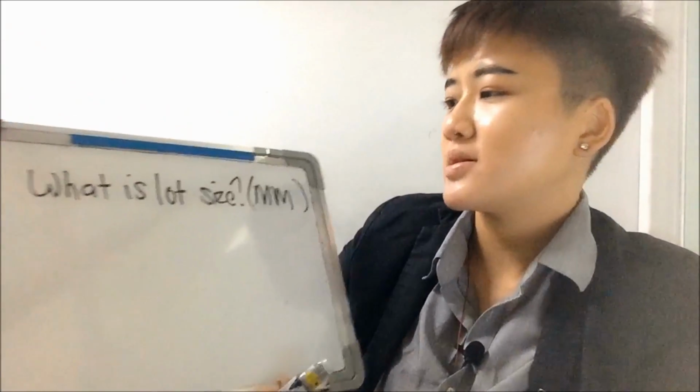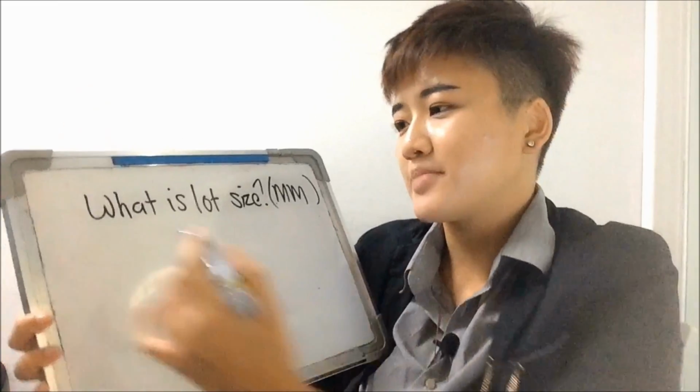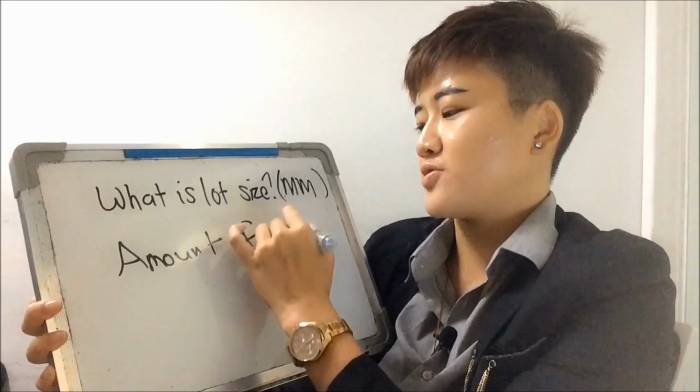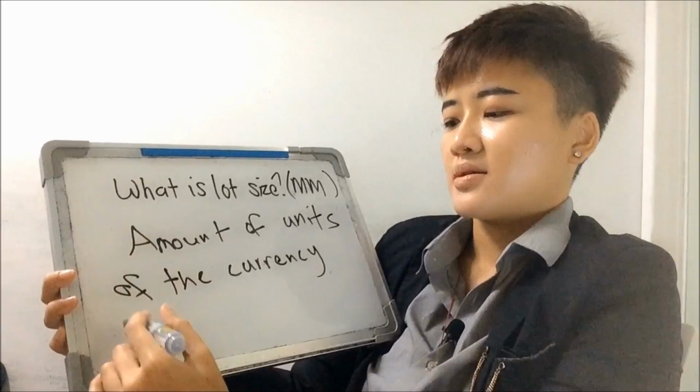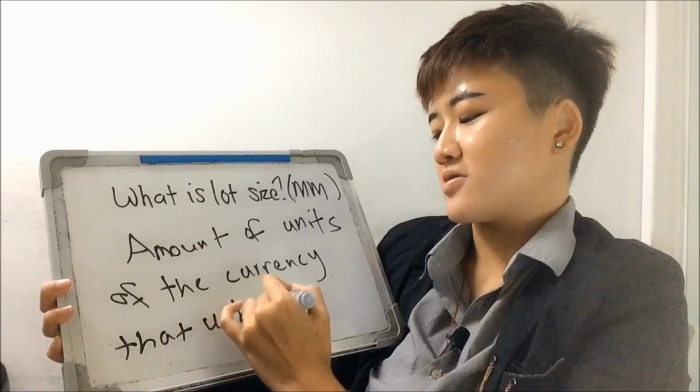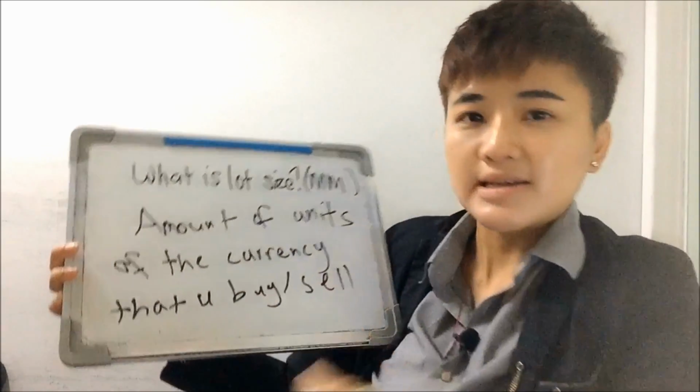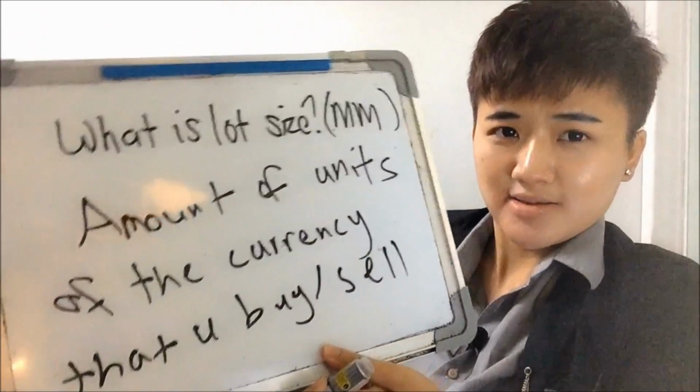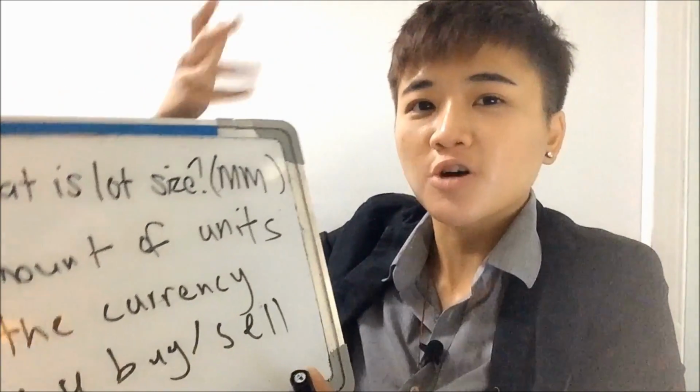To put it simply, what is lot size? It's the amount of units of the currency that you buy or sell in that particular trade. And if you're somebody who trades futures, this is very similar to the so-called contracts.